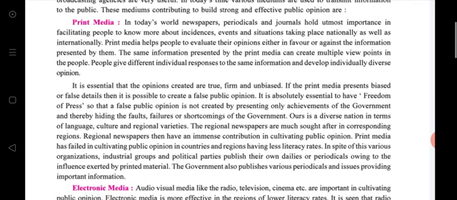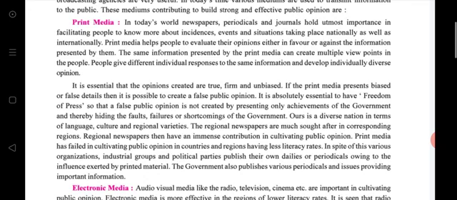It is essential that the opinions created are true, firm and unbiased. Please underline this point: opinions created are true, firm and unbiased. And first para, first line: newspaper, periodicals, journals. Then third line: print media help people to evaluate their opinion either in favor or against. Please underline this point.